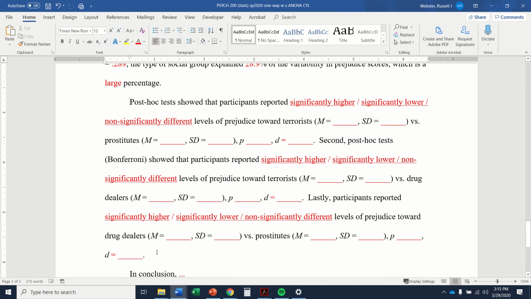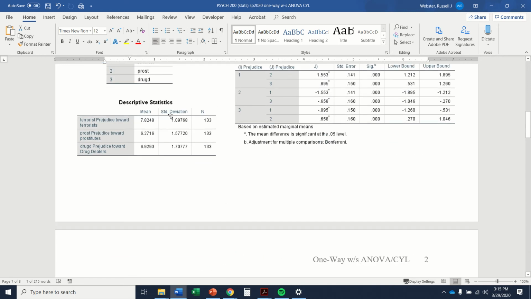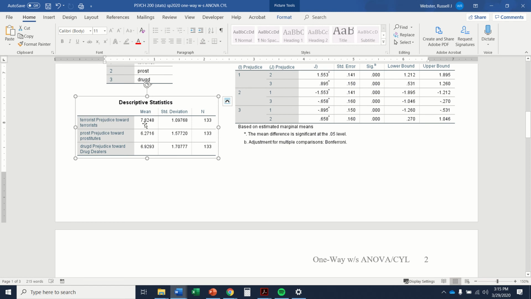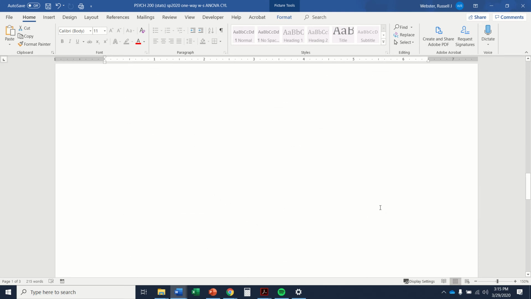And so to find out which group significantly differed, we'll have to look at the post hoc tests. And before we start looking at p-values, calculating these, let's fill in our descriptive statistics here. And so the first sentence here, we have terrorists and prostitutes. So let's get the mean and standard deviation prejudice score for terrorists. So we'll look at the descriptive statistics table here, prejudice towards terrorists. And so we have 7.82 mean score and a standard deviation of 1.0. Well, actually, the 0.95 rounds up to 1, so 1.10. So 7.82, 1.10.